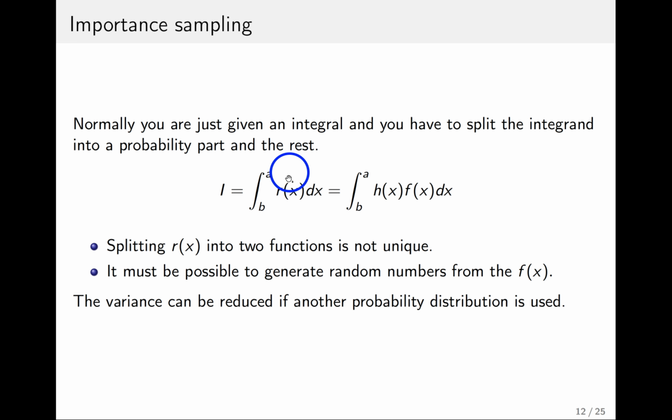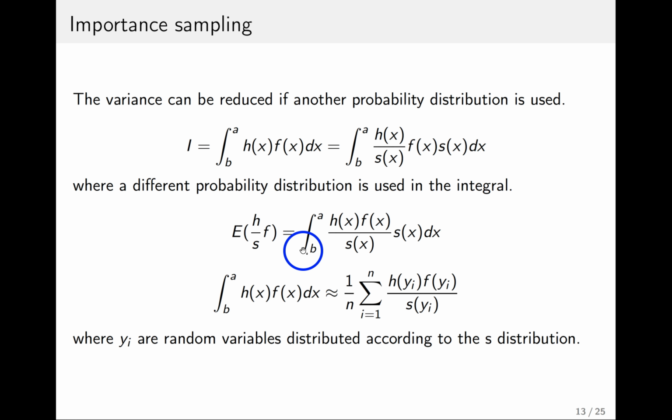Okay, so we're trying to compute an integral from a to b of R(x). You can break this into a probability distribution, f(x), and something to measure. The idea is to choose a probability distribution f(x) that minimizes the variance of h(x). And this is not unique. You can use other probability distributions.